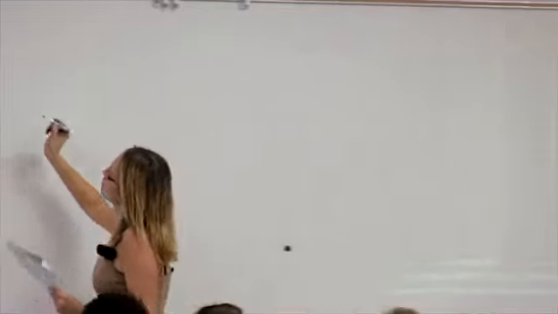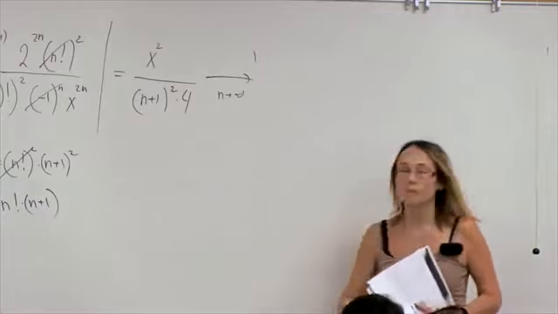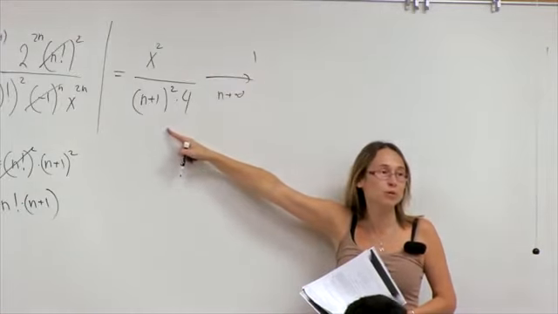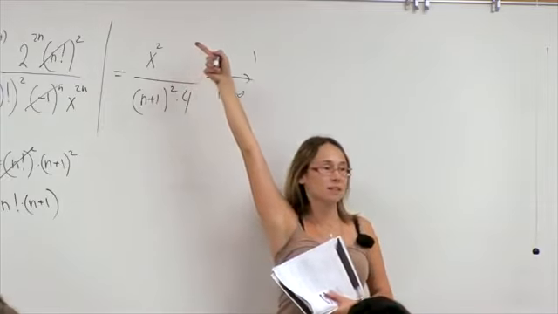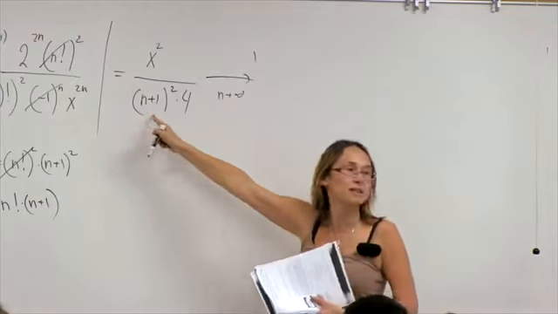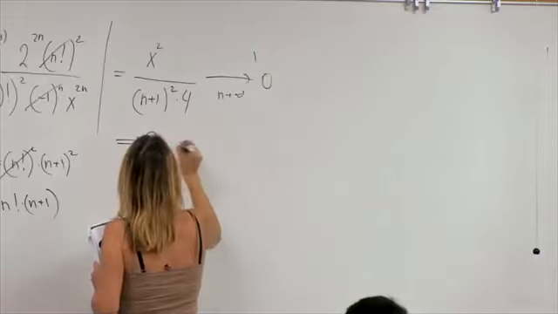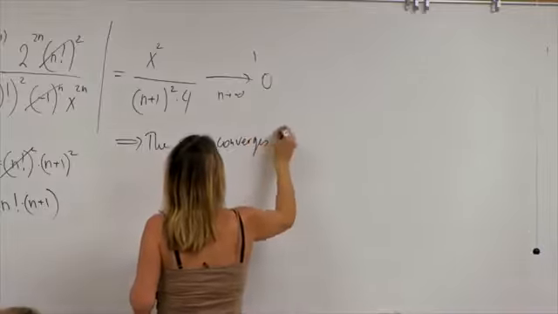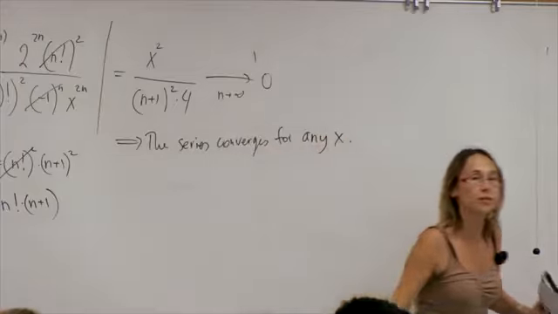So what I need to know is the limit as n goes to infinity of this expression. Is this difficult to calculate? No. When n goes to infinity, what happens? Goes to 0. And it doesn't matter what x does. For any x, this goes to 0 as n goes to infinity. So this is actually very good. It means that the series converges for any x, for any real x.